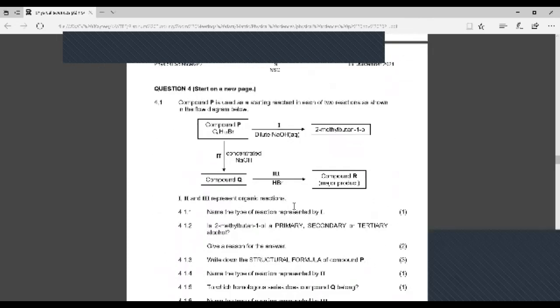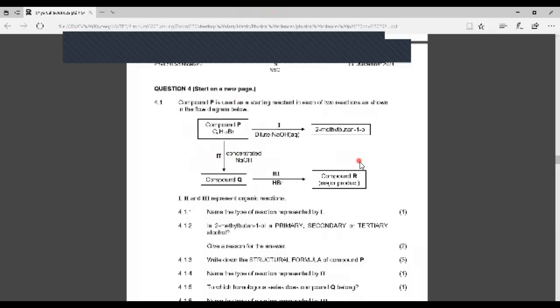Whatever. This is where you find your reactions, but they're not going to draw it, because they know you're grade 12s. They're not going to draw your things in structural formulae and whatnot. Now watch this. Compound P is used as a starting reactant in each of the two reactions as shown in the flow diagram below. Okay, you've got your flow diagram, 1, 2, and 3 represents what.